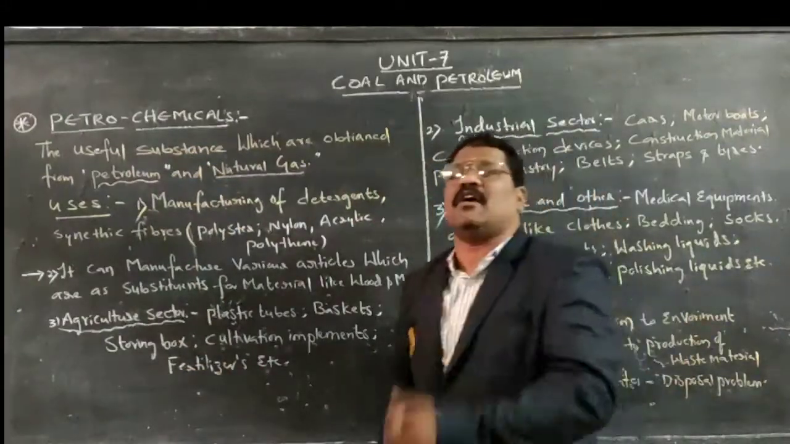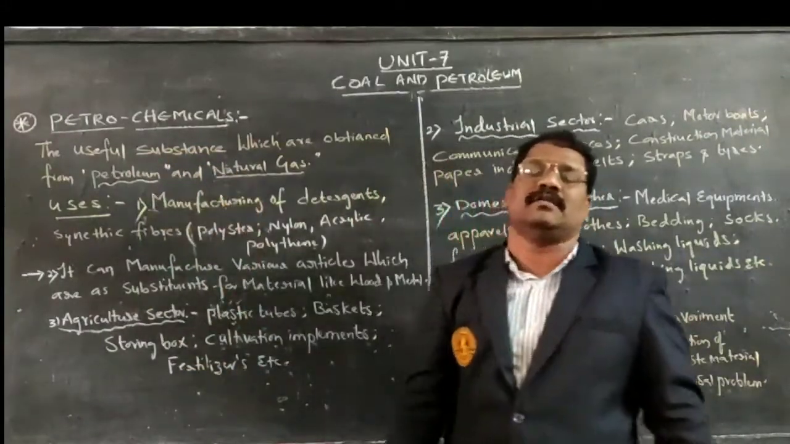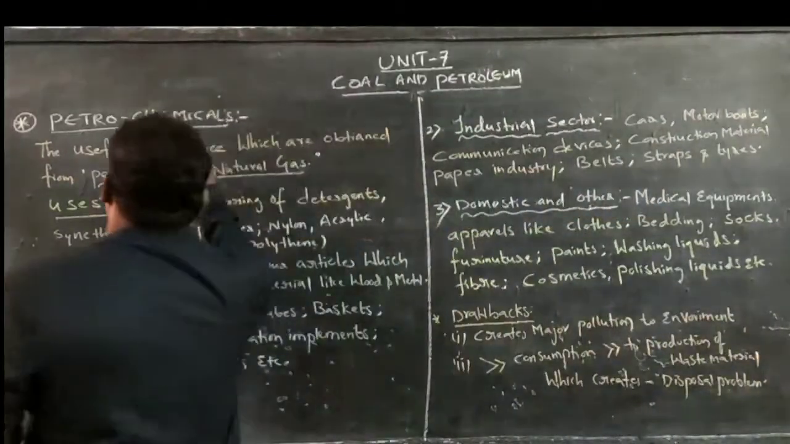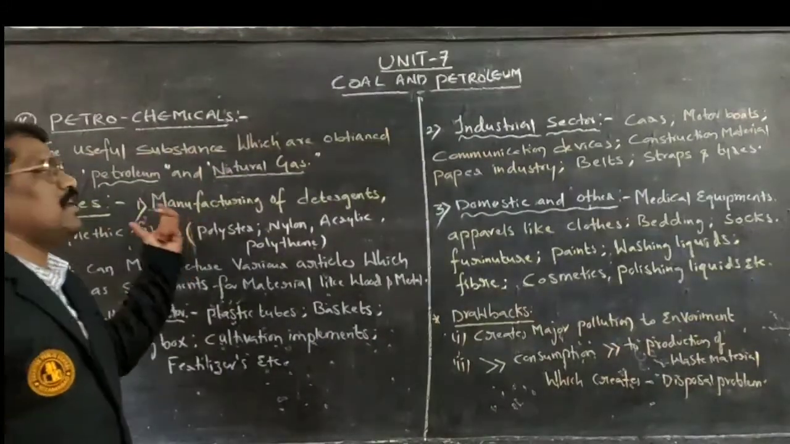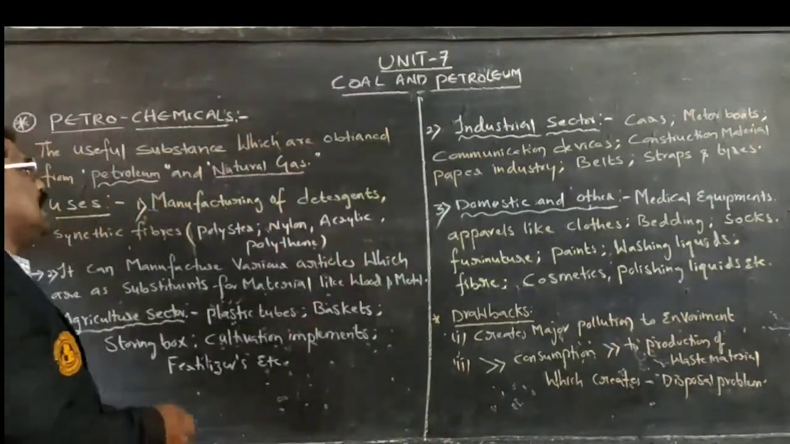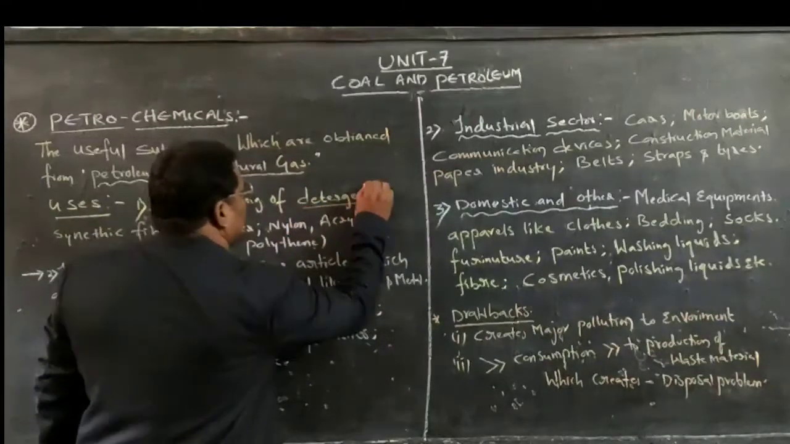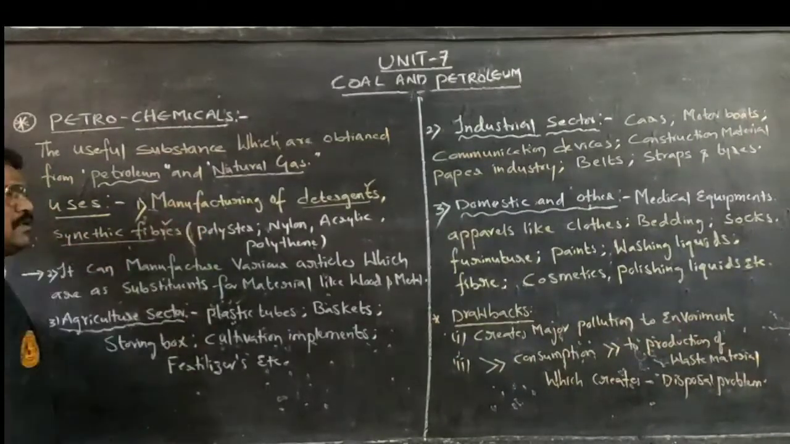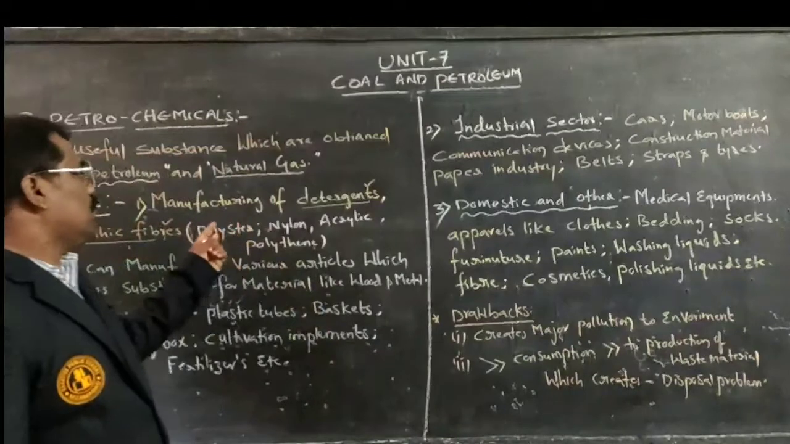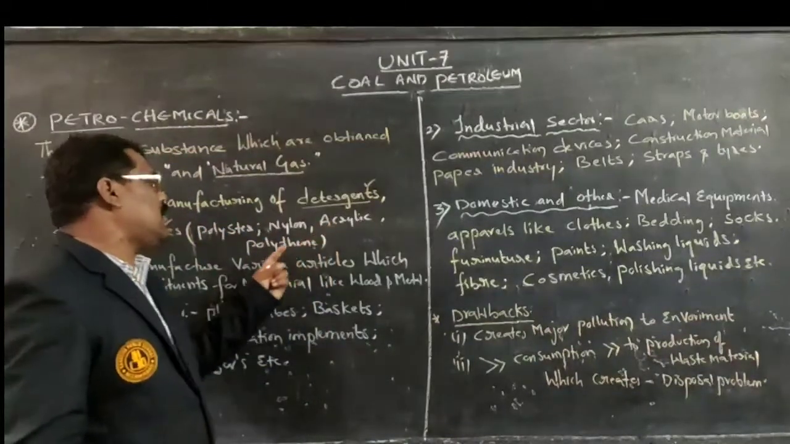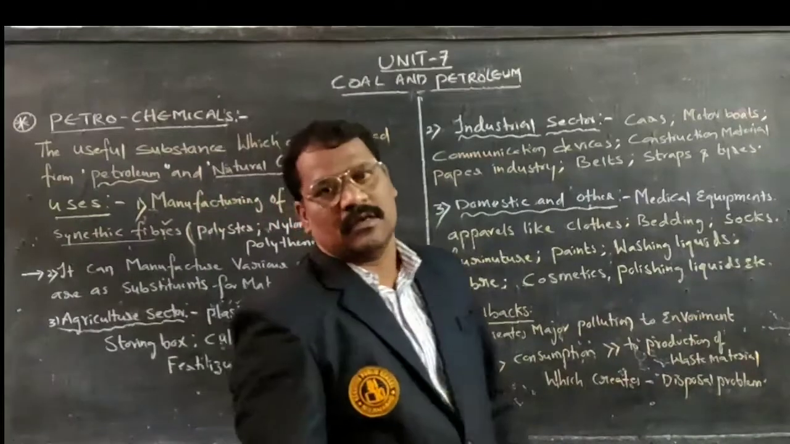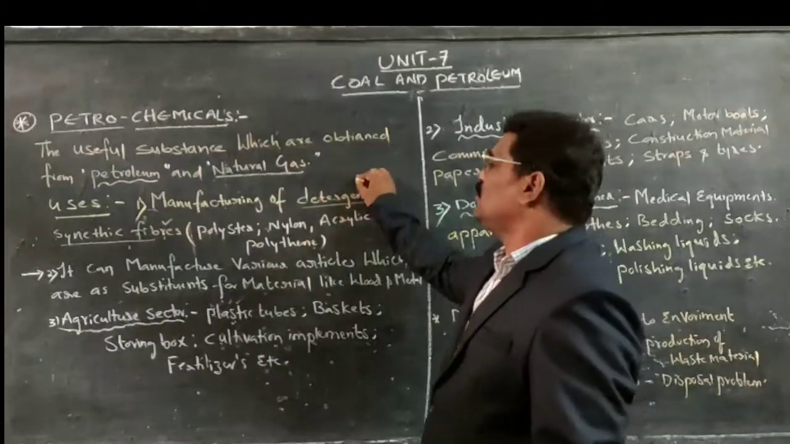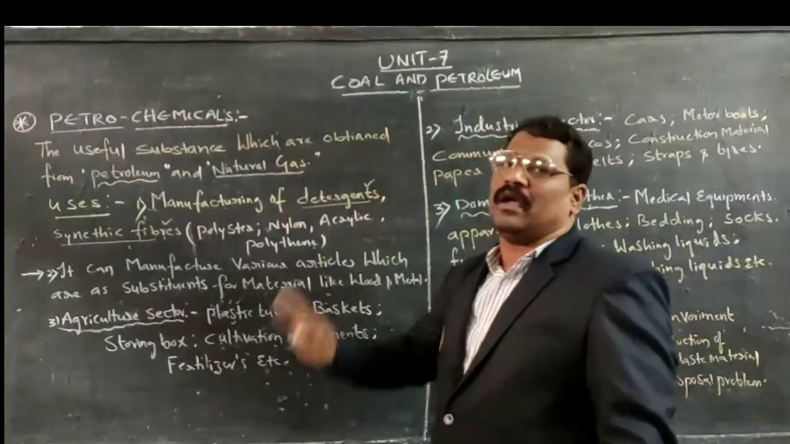Chemicals which are obtained from both petroleum as well as natural gas are called petrochemical products. These petrochemical substances are useful for various applications, such as in the manufacturing of detergents. They are also useful in the manufacturing of synthetic fibers, such as polyester cloth, nylon cloth, and polythene cloth. That is the first use of petrochemicals.